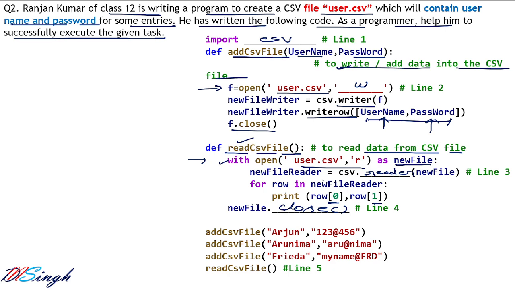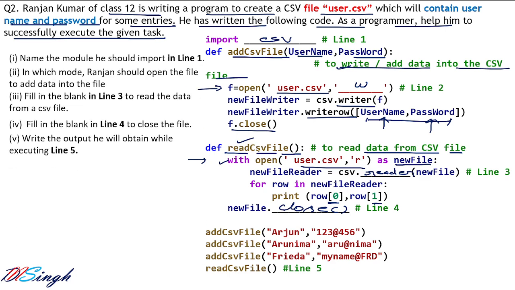Let us see what questions are being asked over that code. Name the module he should use at line 1. So what is the answer for this one? The CSV module he should use. In which mode should Rajan open the file to add data into the file? Write mode. Or append mode, sorry, not write. Why? Because you are going to write multiple records into it.